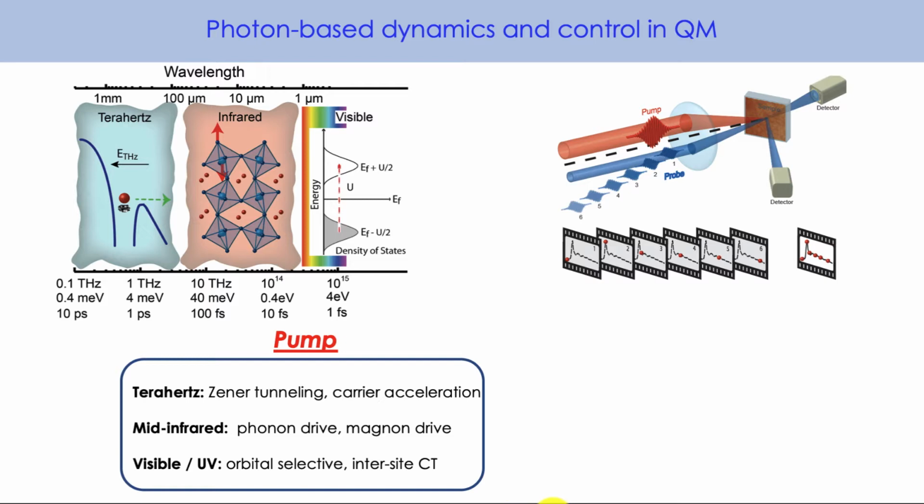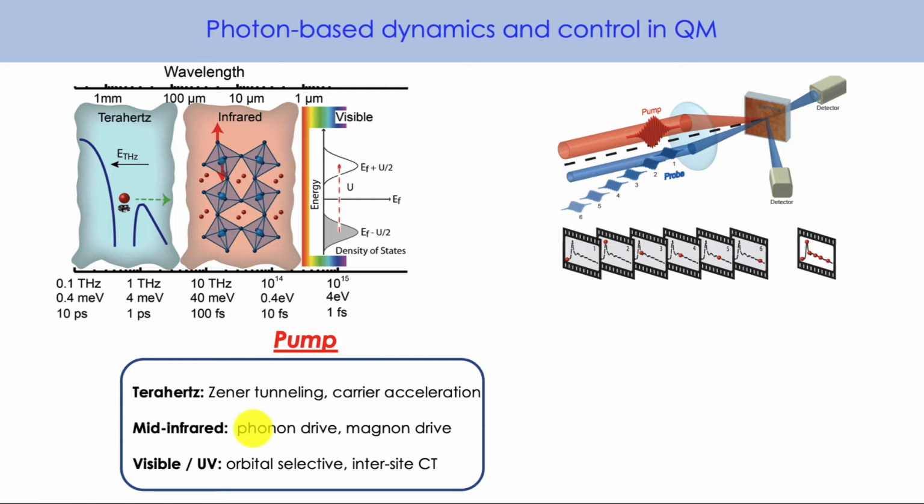One of the things that's really happened in the past few years in photon-based dynamics and control in quantum materials is that there have been a lot of advances in lasers. We can now create short pulses that can be used to pump or drive a quantum material with various different wavelengths. For example, we might use far infrared or terahertz pulses, and you can have things like Zener tunneling or carrier acceleration that can drive novel dynamics. A particularly exciting area is that with the generation of mid-infrared pulses, we can drive phonons coherently, and there's this whole interesting area of nonlinear phononics.